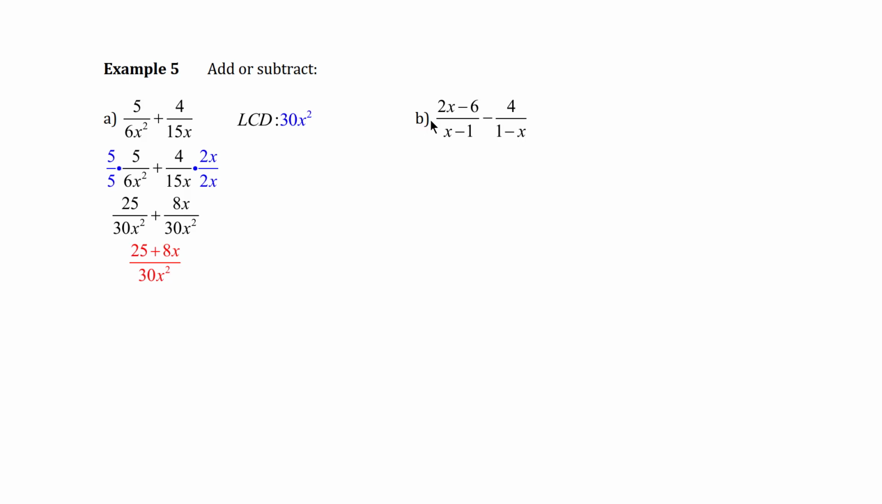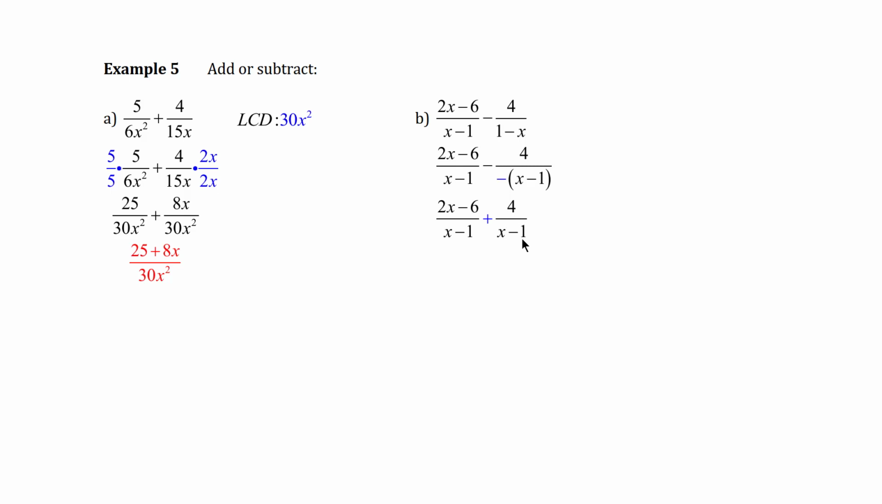Moving on to part B, we have 2x minus 6 divided by x minus 1 minus 4 divided by 1 minus x. First, we need to rewrite the denominator of the second fraction by factoring out a negative from the 1 minus x. The result is 2x minus 6 divided by x minus 1 minus 4 divided by negative parentheses x minus 1. Next, we could simplify the negative in front of the parentheses by combining it together with the negative in front of the second fraction. The result is 2x minus 6 divided by x minus 1 plus 4 divided by x minus 1.